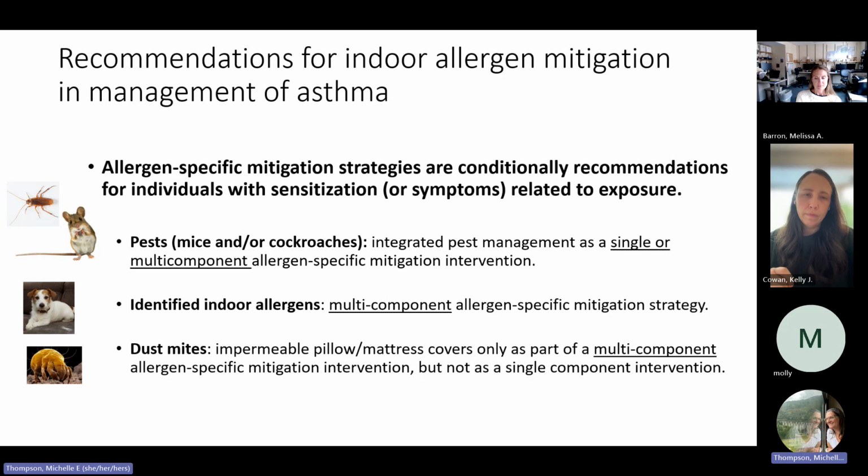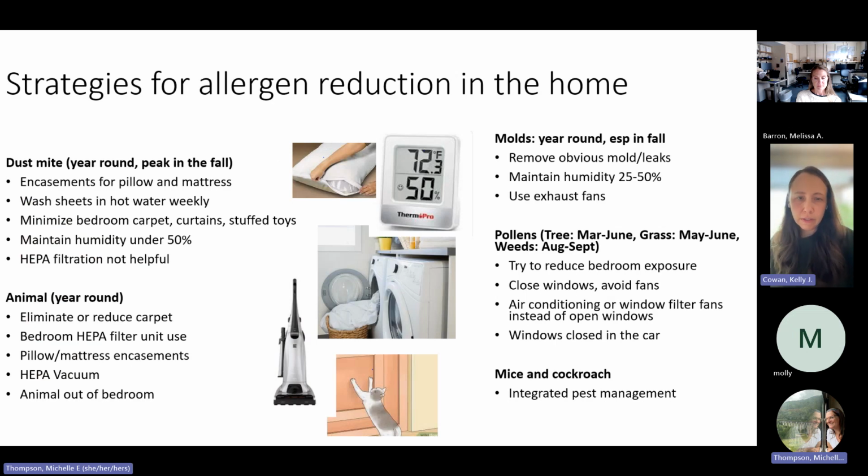Next slide. So let's talk about some of those multi-component interventions. Back to the dust mite, those are problematic year round. Those can peak in the fall. So allergy to dust mite can mimic the seasonal allergens when you see that fall peak. It isn't always the grasses and trees, it can be dust mite. The multi-component interventions for this are the pillow and mattress encasements. A big one would be washing the sheets and bedding in hot water weekly. That can be pretty challenging.